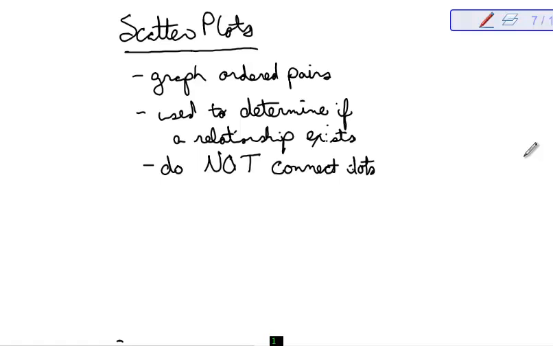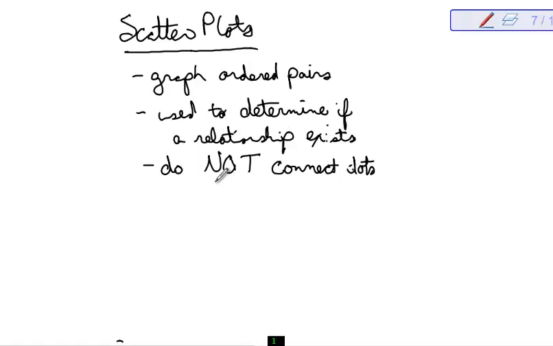We've already looked at several ways of organizing and displaying data. What we're going to do now is look at ways in which we can organize and graph data that are ordered pairs, meaning things that come in a pair, just like you would see on any regular graph, like an XY table. We use these to determine if a relationship actually exists.